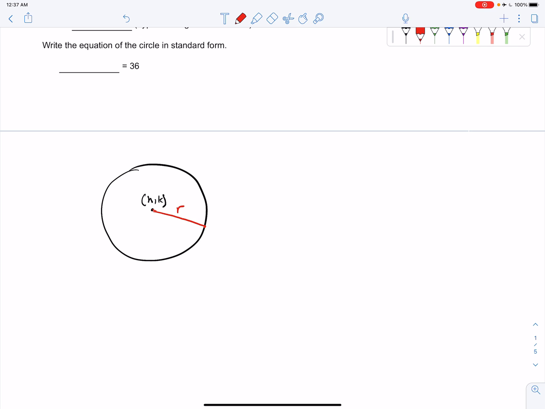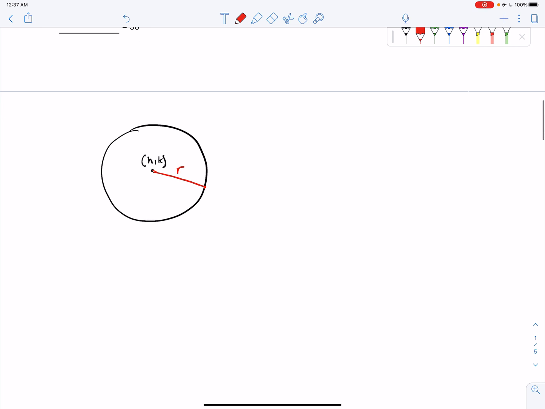Now, we have a standard form for a circle. I'm going to show you how we get that. So I've got my center, which is h comma k, and we also could have, let's say, some point P, which could be called x comma y.